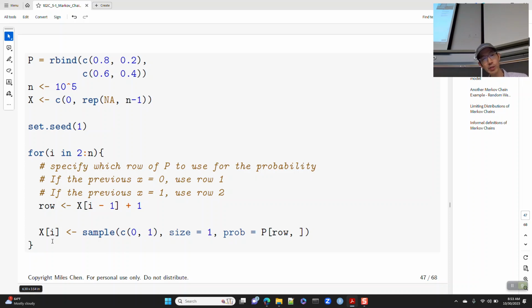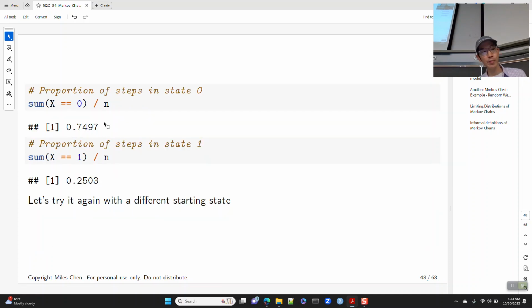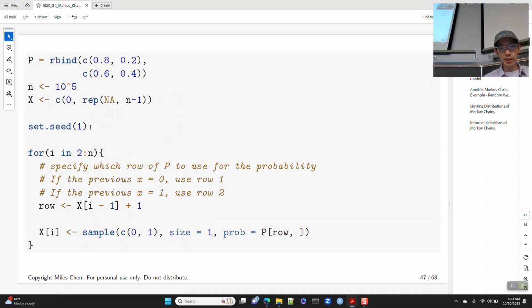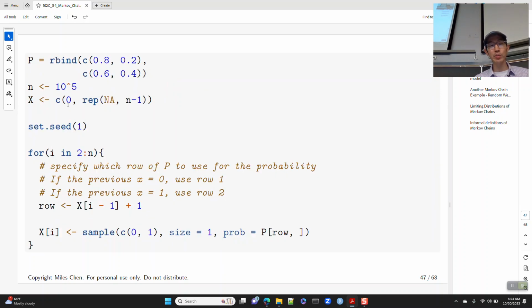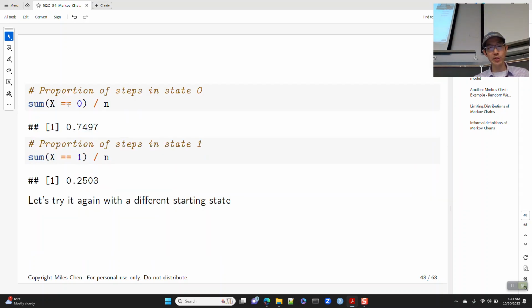And so we do this, and then I say, okay, well, how frequently did we end up at state 0? Out of the 100,000 values, 10 to the 5, I ended up at state 0 with a proportion of 0.7497, so 74,970 times out of 100,000. And then I ended up at state 1 25,030 times, or with a probability of around 0.25, okay? So that's if I started off at state 0, and I used set seed 1.